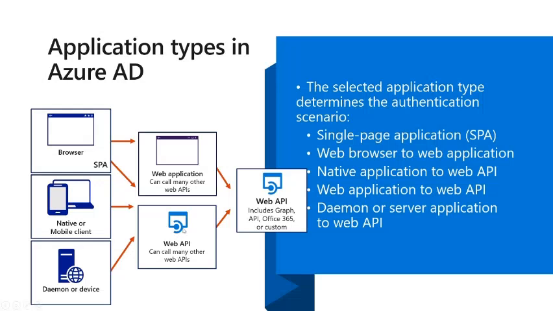So you see here, a native or mobile application needs to access a web API, a SPA needs to access a web API or web application, or a daemon or device needs to access a web API, and then a web API needs to access a web API, or a web application needs to access a web application.